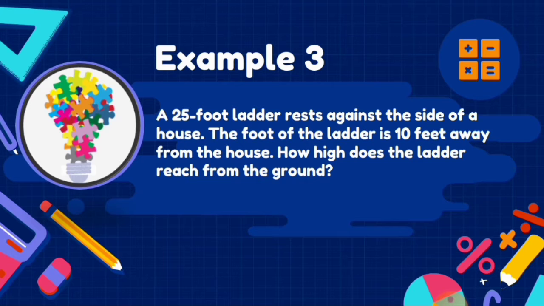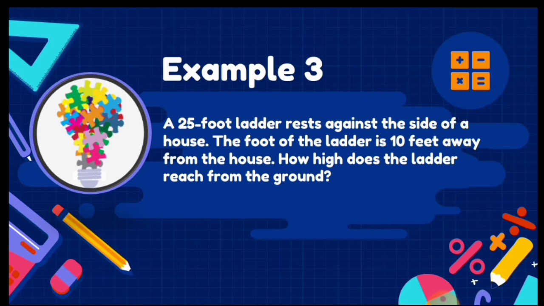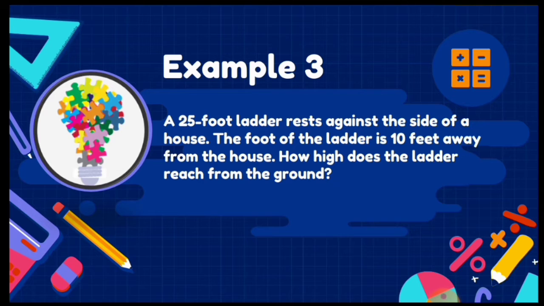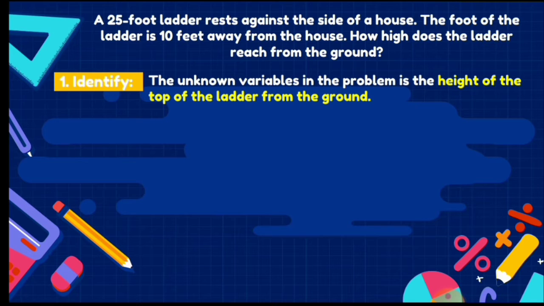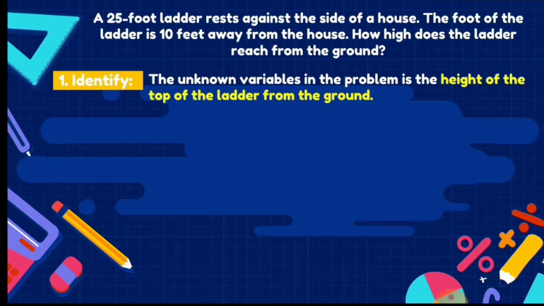So obviously, in this given problem, it shows what we call a triangular diagram. Let us now proceed to the mnemonics in order to solve this problem. Remember the mnemonics. Step number 1, identify. Identify the unknown variables in the problem. It is referring to the height of the top of the ladder from the ground.